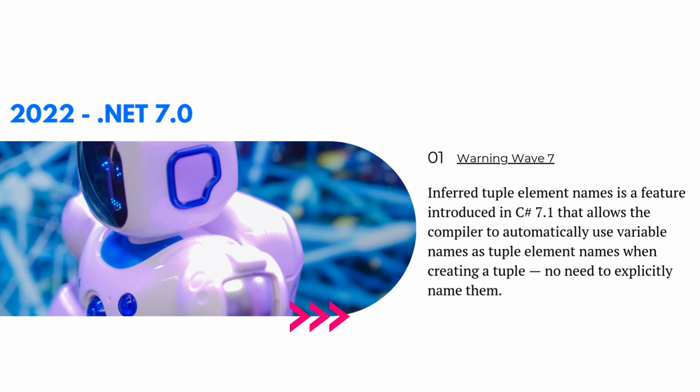Inferred tuple element names is a feature introduced in C# 7.1 that allows the compiler to automatically use variable names as tuple element names when creating a tuple. No need to explicitly name them.